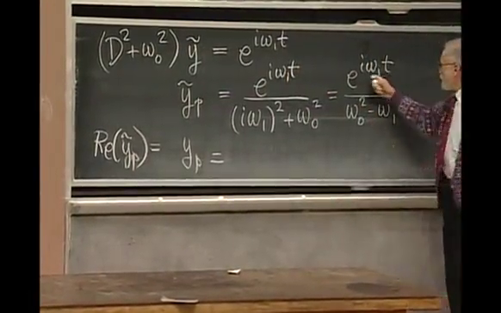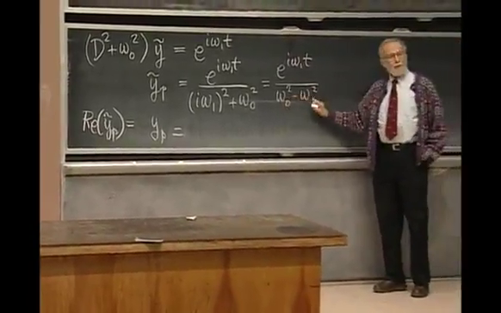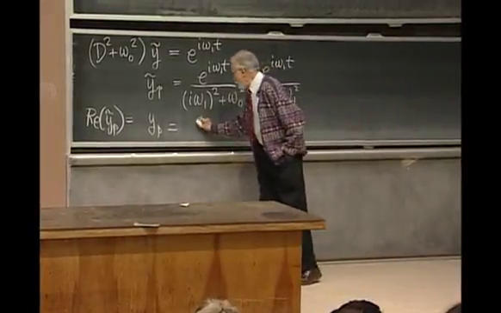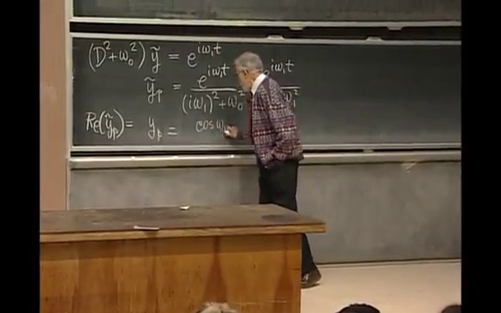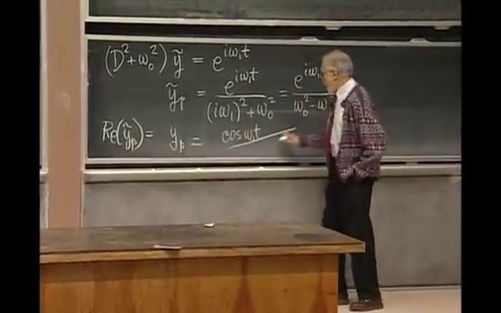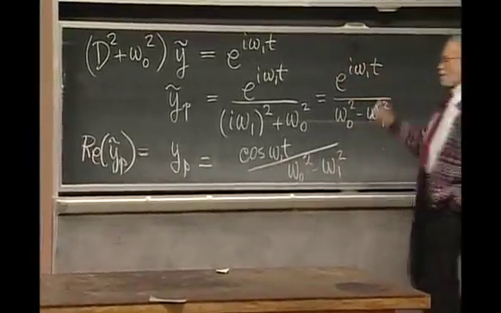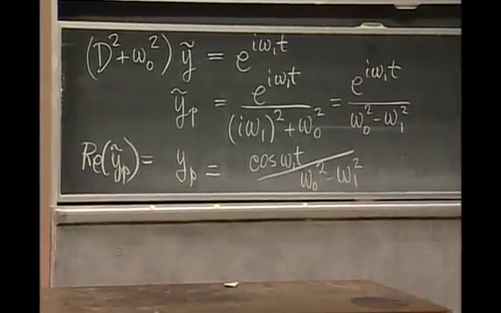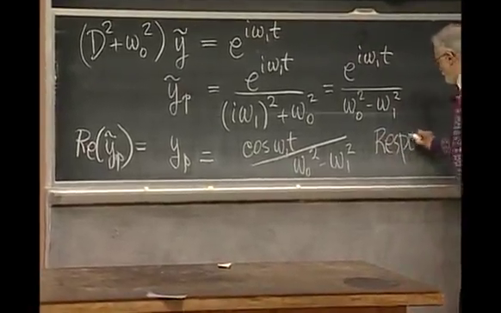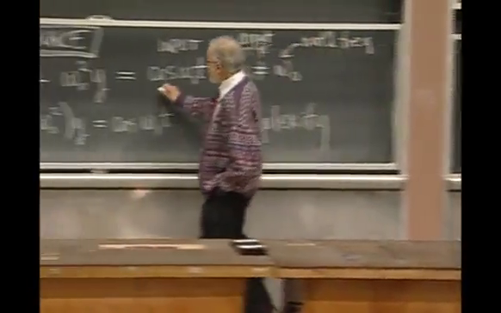And the real part of this, well, this is cosine plus i sine, and the denominator luckily turns out to be real. So it's simply going to be cosine omega 1 t, that's the top, divided by omega naught squared minus omega 1 squared. In other words, that's the response. This is the input, and that's what came out.